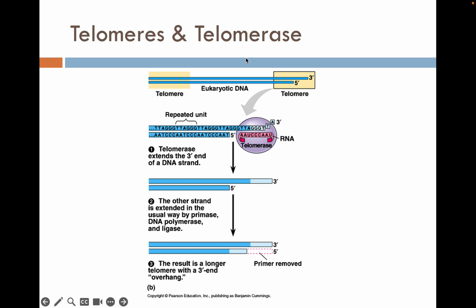All right, so telomeres and telomerase. We have our eukaryotic DNA. There's a telomere at each end. We have our repeated units here. So telomerase extends the 3' end of the DNA strand. Here, you can see it adding on to the 3'. The other strand is extended in the usual way by primase, DNA polymerase, and ligase. The result is a longer telomere with a 3' end overhang. So the primer is removed here. So when telomerase is present in germ cells and cancer cells, it beefs up the 3' end.